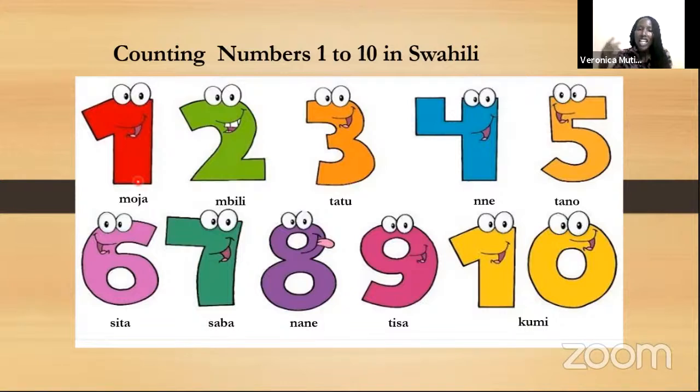So we start with moja mbili tatu, moja mbili tatu. I don't know if you got that, Frank. Moja mbili tatu. Nne tano sita. Saba nane tisa. Kumi. Yes, I still love our children's songs and rhythms, but today I'm not doing the song, but at least this will help us.